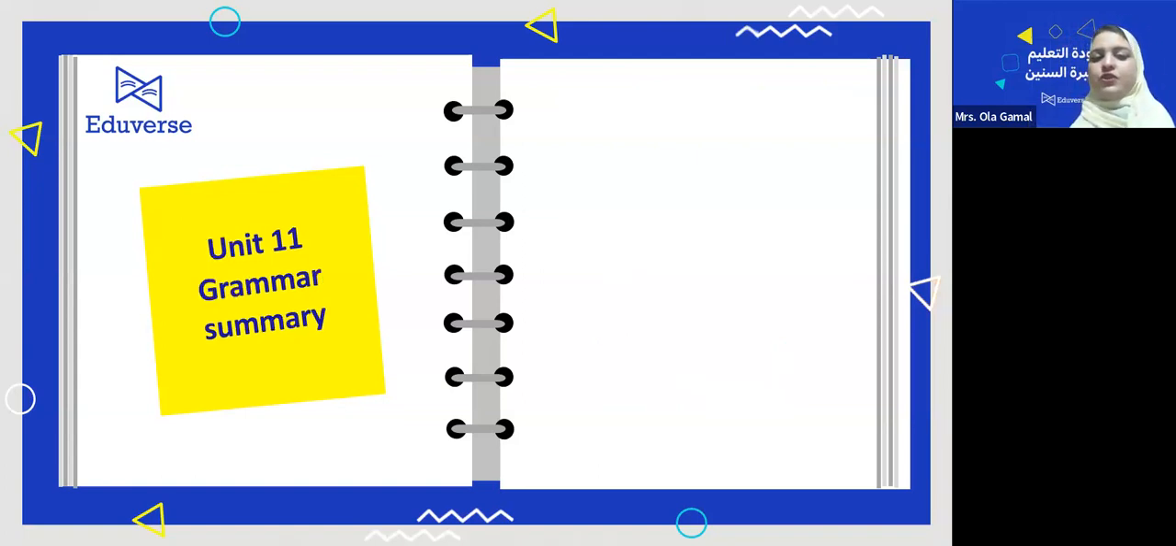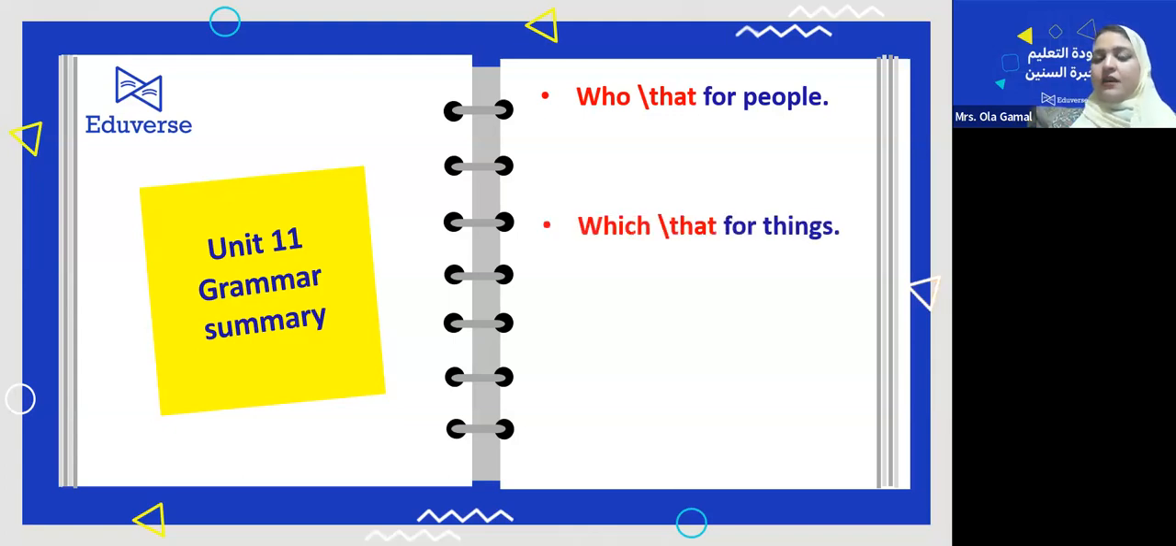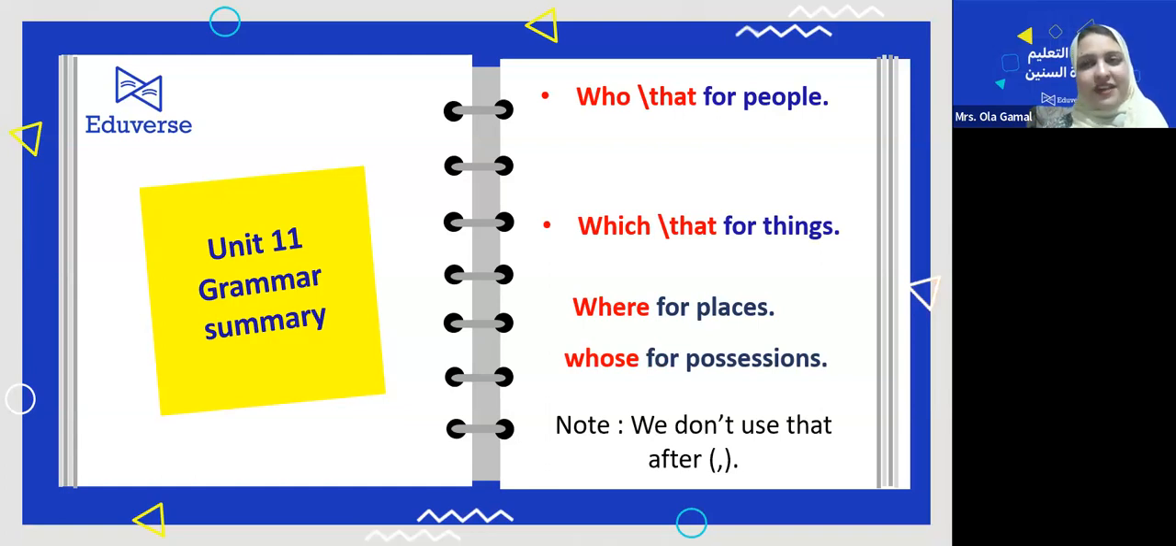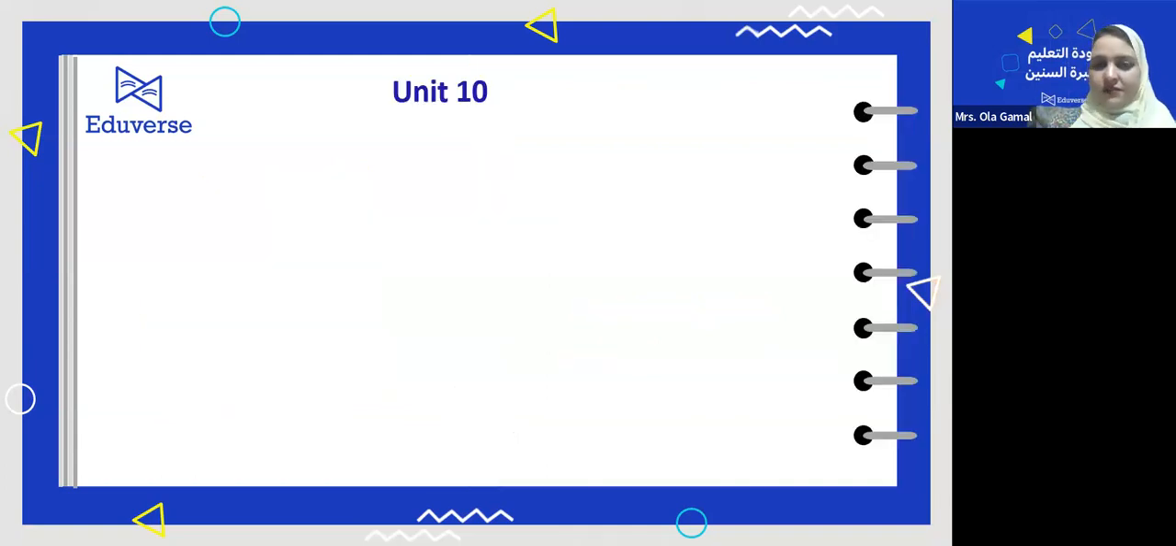Now let's move to the grammar summary. For the relative clause, we have here who and that, used with people; which and that we use for things; where for places; whose for possessions. And also we have a very, very, very important note here that we don't use that after a comma. We don't use that if we have a comma after the main subject in the sentence.